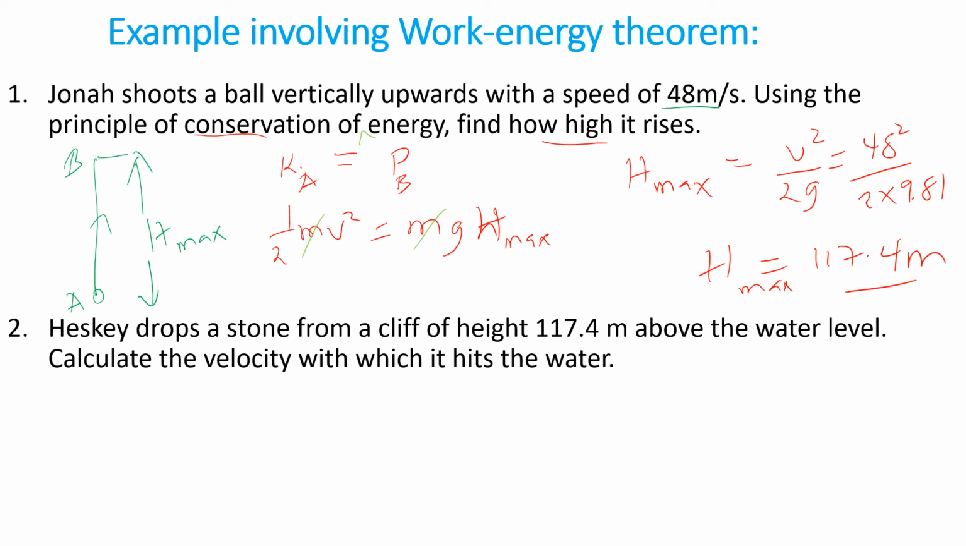So in this case, it's the reverse of the first example. The question says dropping, and dropping here means that the initial velocity of the body is zero. So since it is zero, we have only potential energy at that point. So the potential energy at point A should equal the kinetic energy at point B. So the same equation works. mgh is going to be equal to a half mv squared.